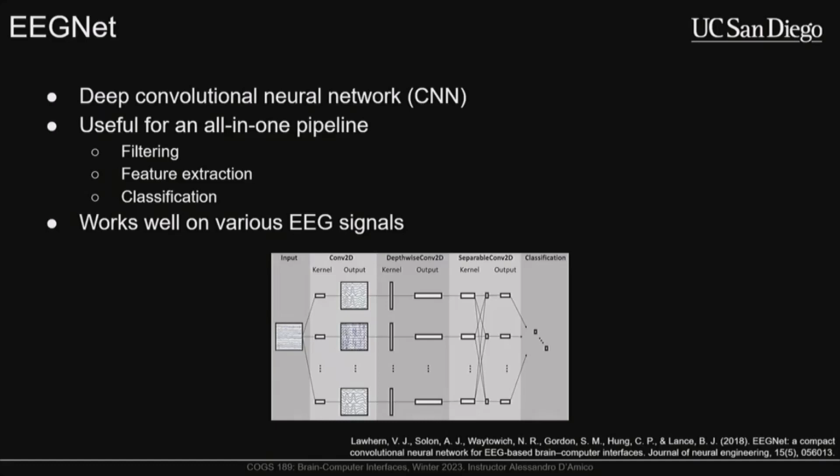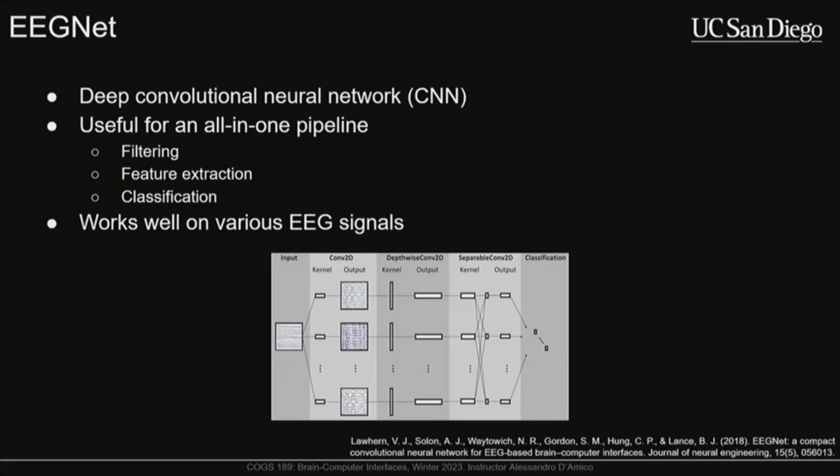EEGNet is a convolutional neural network. It's relatively small for a deep learning network, but it is still a convolutional neural network. It's very efficient, and unlike a transformer today, which is trying to be some generalized all-in-one platform, EEGNet was designed pretty intentionally to work with EEG data and to do very specific things. It's useful for an all-in-one pipeline of processing EEG data.